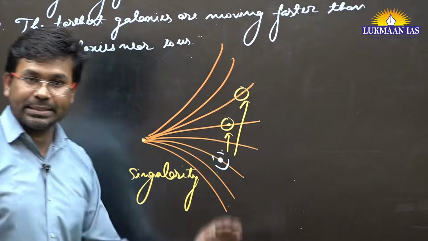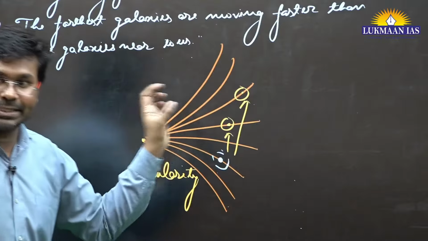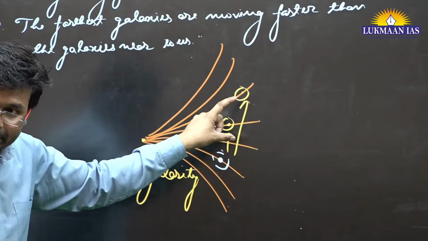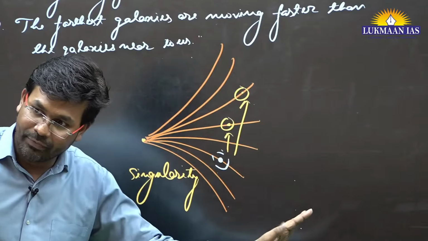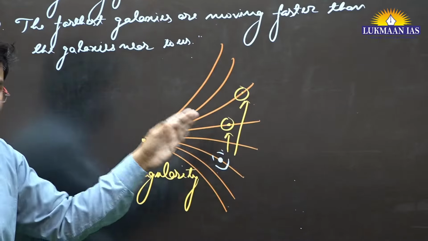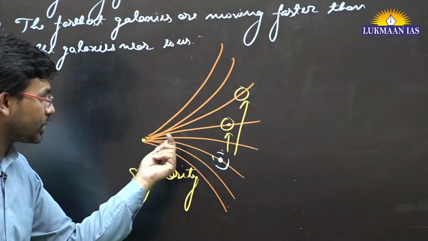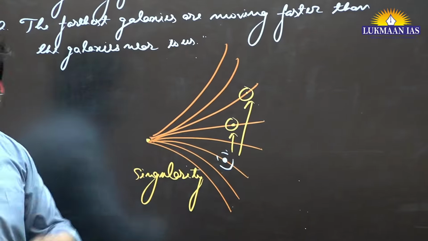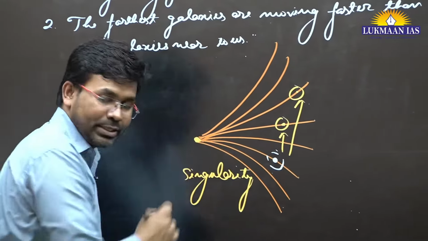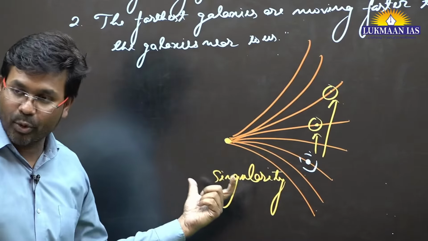What do we mean by this? If we trace it back, these galaxies were earlier closer. Now they are moving away, but if we go back in time, they are moving closer. Closer means there will be a time when it has originated from a single point, and that single point is known as singularity.